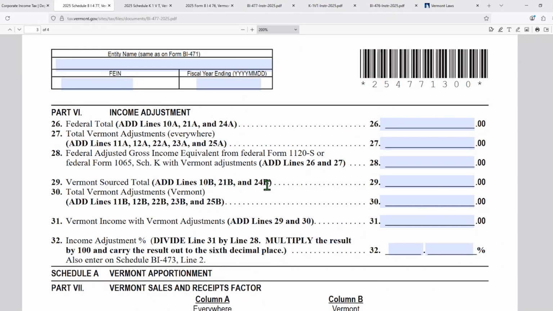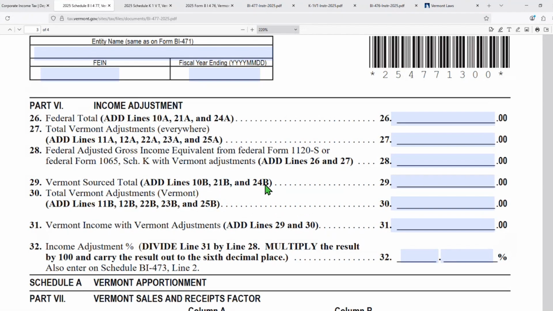But I think this is 10 minutes of information, because it's pretty foundational. This is the part where we're taking the everywhere and Vermont pieces of apportionable and non-apportionable income to figure out how much of it is going to be attributed to Vermont. Do you want to walk through that a little bit? Or do you want me to? Go for it.